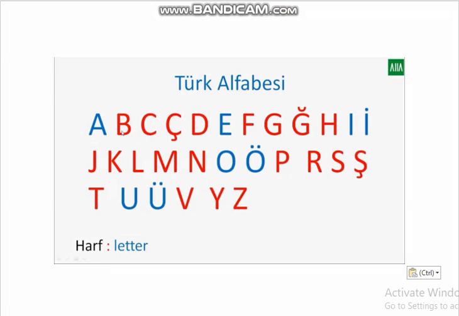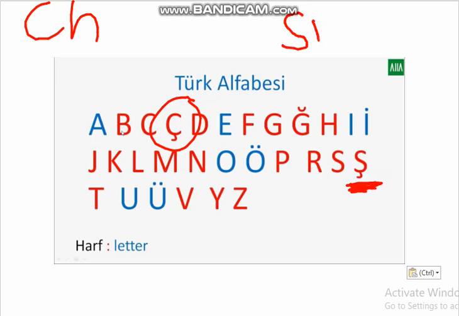Now, coming on to this C with a tail under it. Here it was the CH, but over here we have SH. So this has the sound of SH. Like there's a word in Urdu, shakar. Shakar means sugar. So in Turkish we say şeker.